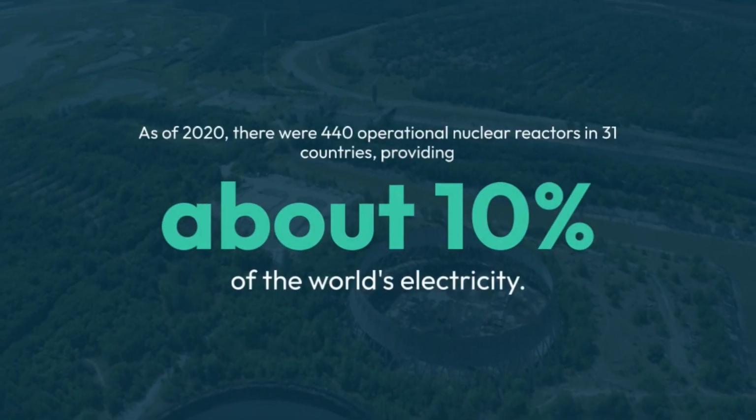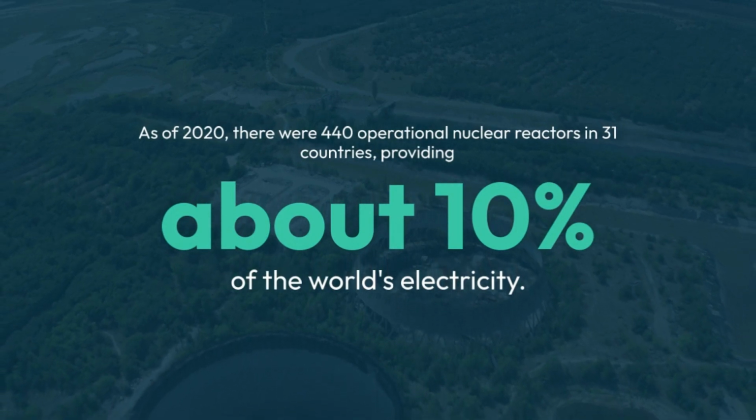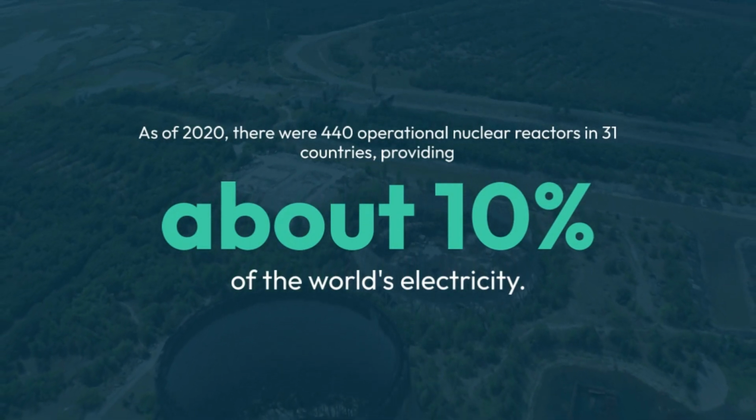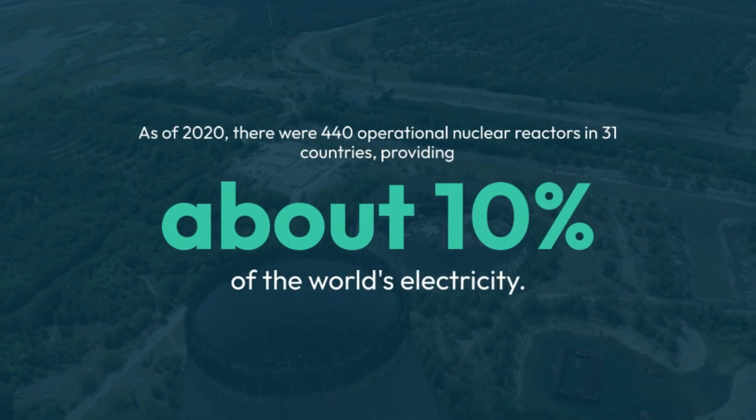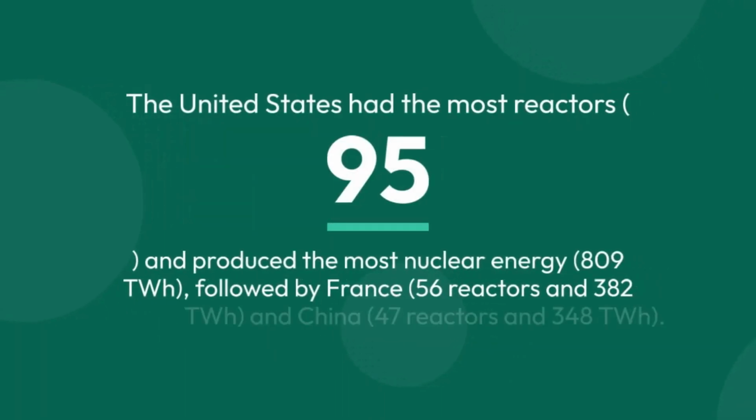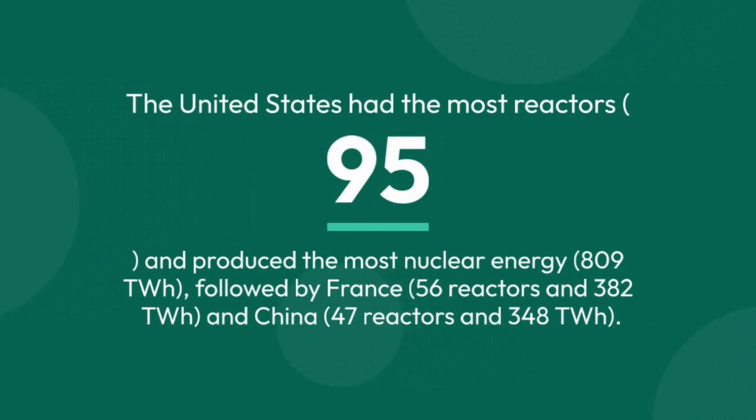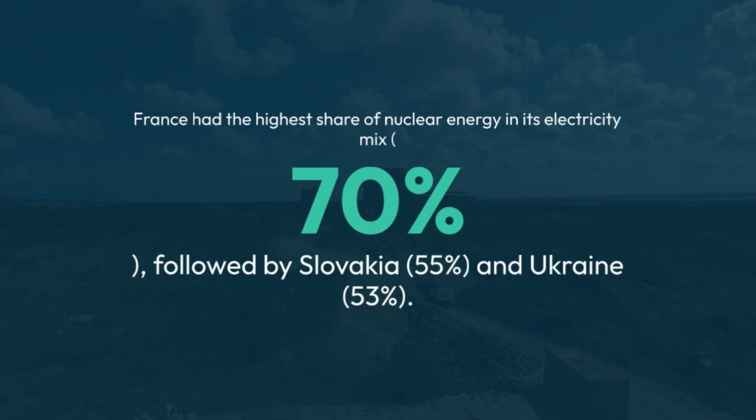As of 2020, there were 440 operational nuclear reactors in 31 countries, providing about 10% of the world's electricity. The United States had the most reactors, 95, and produced the most nuclear energy, 809 TWh, followed by France, 56 reactors and 382 TWh, and China, 47 reactors and 348 TWh. France had the highest share of nuclear energy in its electricity mix, 70%, followed by Slovakia, 55%, and Ukraine, 53%.